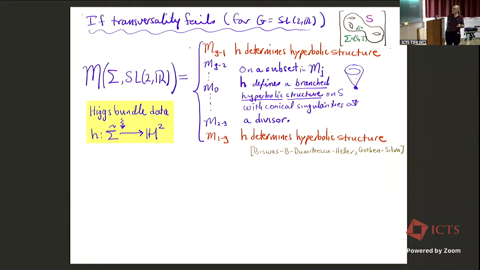With Indranil and Sorin Dumitrescu and Sebastian Heller, we looked at this. A similar story was also looked at by Peter Gothen and Pedro Silva. And there you can see that on these other components where the transversality fails, it fails in a nice way: instead of getting a hyperbolic structure, you get a branched hyperbolic structure. So at some points, the identification with hyperbolic space is not a diffeomorphism, but it has a conic structure.